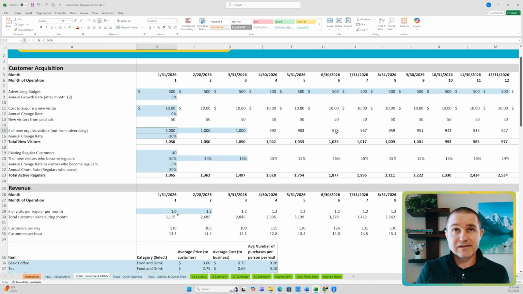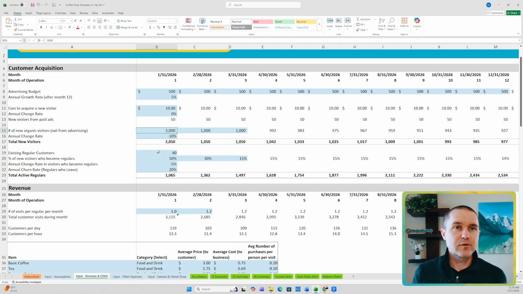Honestly, this may be way too many customers for you based on your location, right? Again, if you're in downtown New York City, maybe that's very reasonable. If you're in a small town in Indiana, like where I'm from, this is probably way too aggressive, because only some small percentage of the population is really even going to try your shop. So as you build out these assumptions, you need to think about where you're located, what your concept is, and what's reasonable.